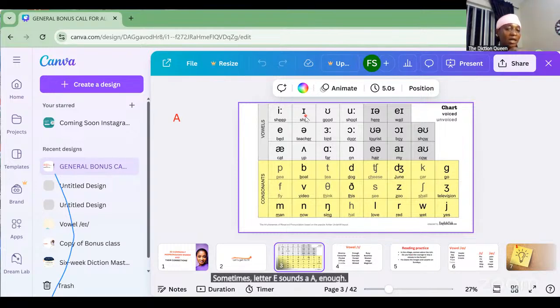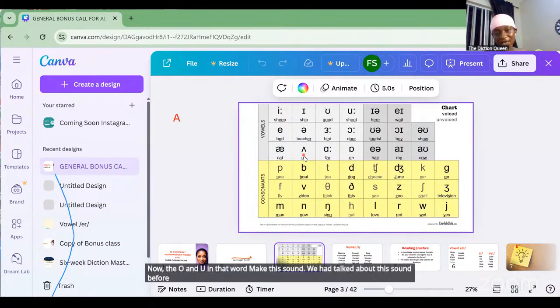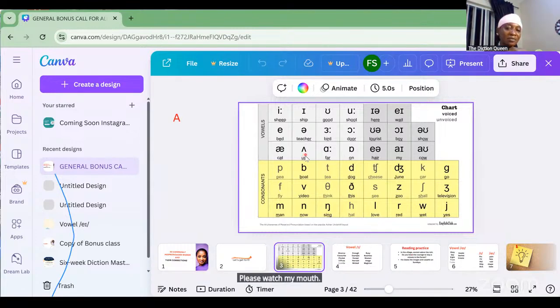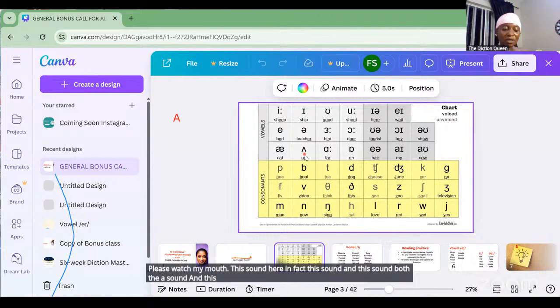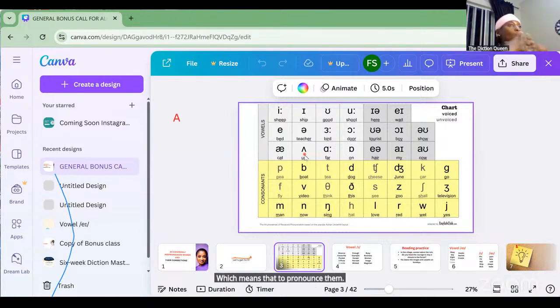Now, the O and U in that word make this sound. We have talked about this sound before, but I'll go over it again. Please watch my mouth. Both the A sound and this sound I'm about to talk about are mid-vowel sounds, which means that to pronounce them, you do not have to open your mouth wide. Just open it a bit.